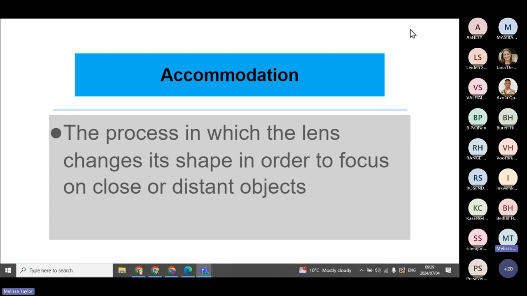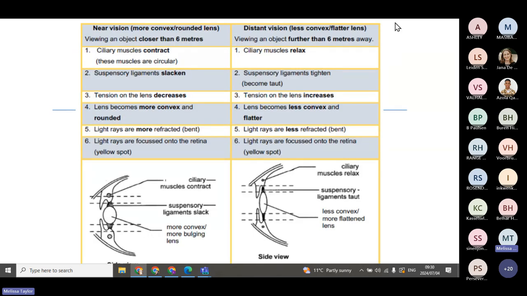Accommodation is what happens when the lens changes its shape in order to focus on objects that are nearby or are far away. Now, normally your eye is looking at things that are more far away. So when we speak about accommodation, it's normally to look at something closer. And the closer we're talking about is anything closer than 6 meters. So reading a book, then your eye is experiencing accommodation. Okay, now the description for accommodation, very important.